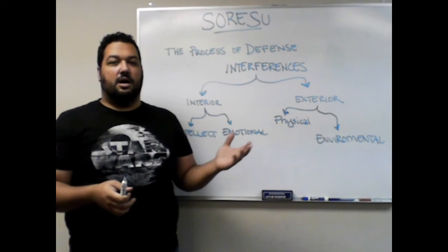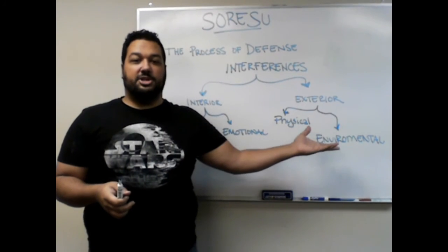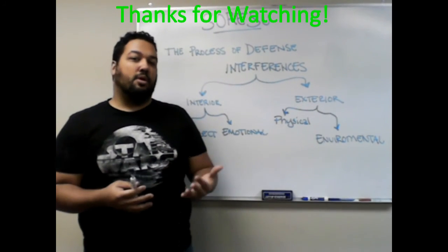So these are examples of external or objective interferences in the process of defense.